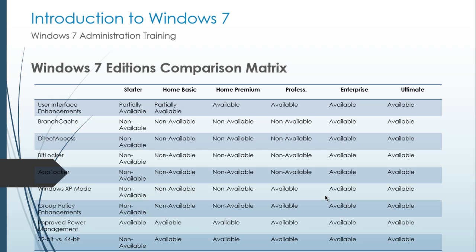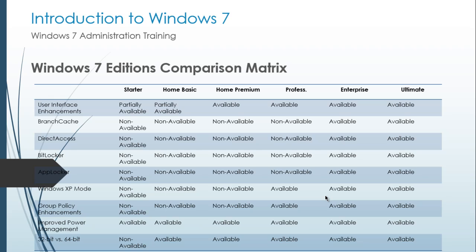And this is the chart which shows a comparison matrix. We have all the editions: Starter, Home Basic, Home Premium, Professional, Enterprise and Ultimate. User enhancements are made available partially in Starter and Home Basic and fully functional in Home Premium, Professional, Enterprise and Ultimate. BranchCache and DirectAccess are not available in Starter, Home Basic, Home Premium and Professional, and are available in Enterprise and Ultimate.